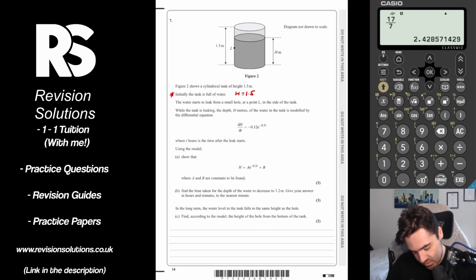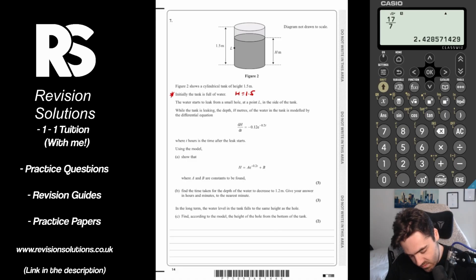Using the model, show that h is this exponential function. So that's just the solution to the differential equation. So for part A, we just need to solve our differential equation. We solve all our differential equations the same in A-level maths. So we're going to have to isolate the function of t and multiply it by the dt, and anything with h would go with the dh, but there is no h.